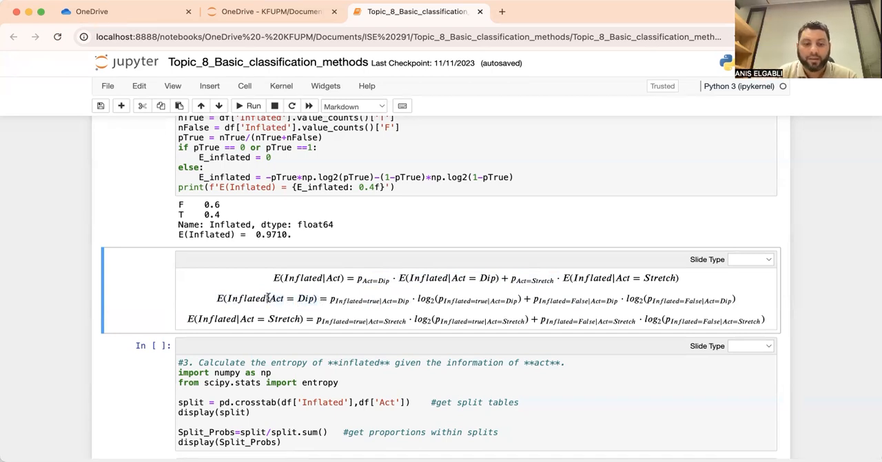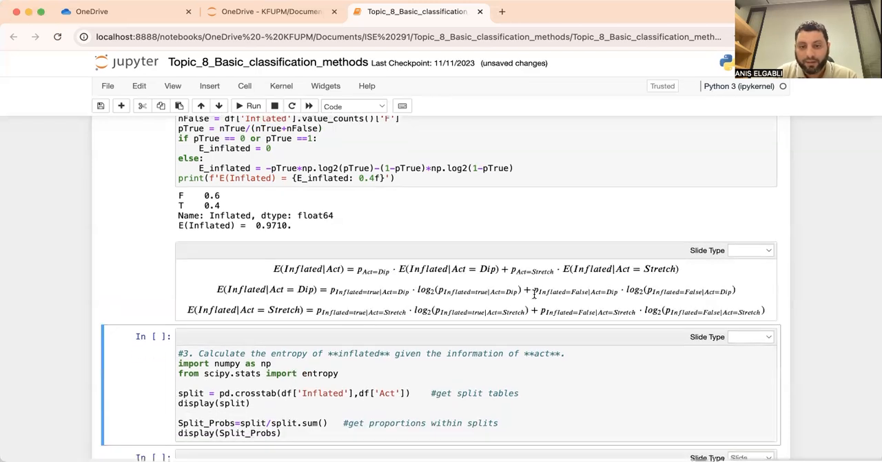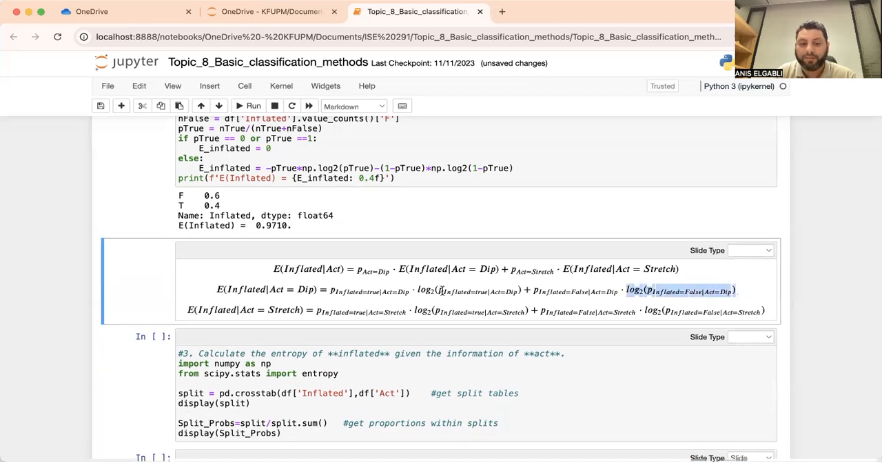The data samples where the value of act is equal to dip, and we compute the entropy of inflated. Then it's the probability of inflated equal to true, because inflated is either true or false, given act is equal to dip, times the log 2 of that, plus the probability of inflated equal to false given act equal to dip times log 2 of this probability. So we condition on act equal to dip, and we compute the probability of inflated equal to true and inflated equal to false, and it's just like the summation.